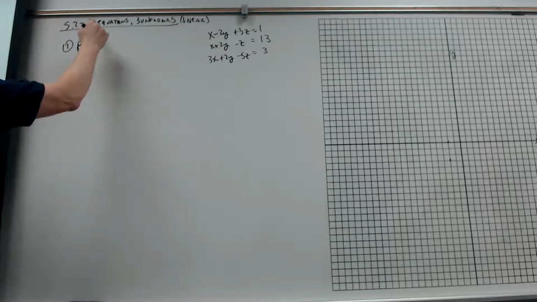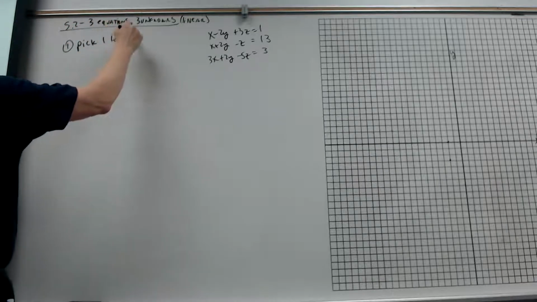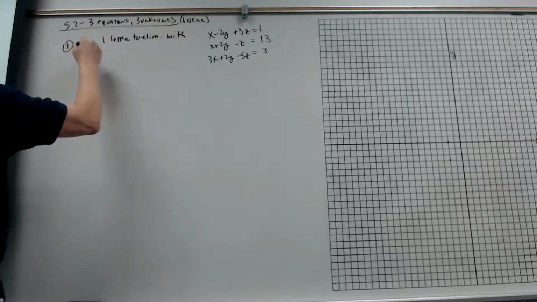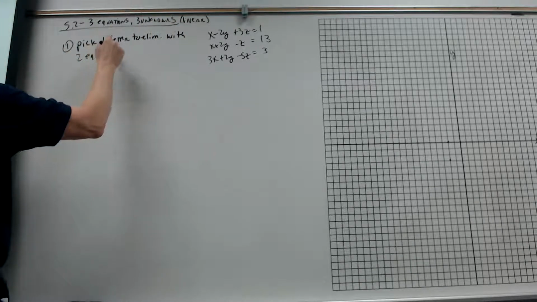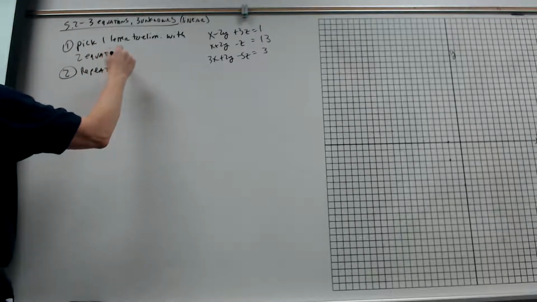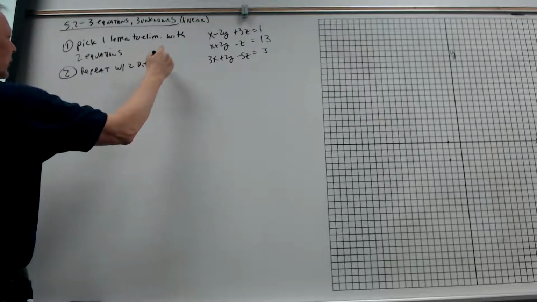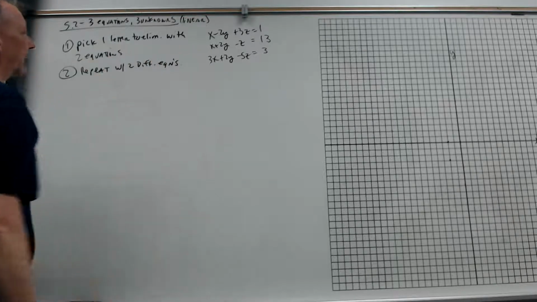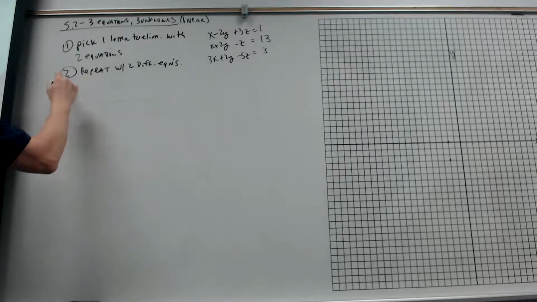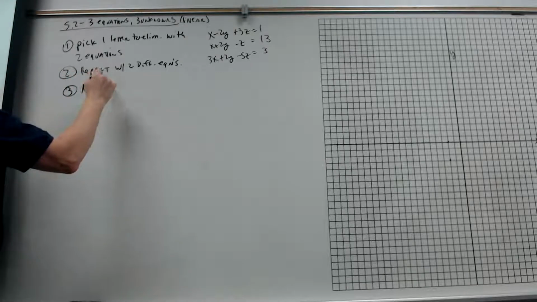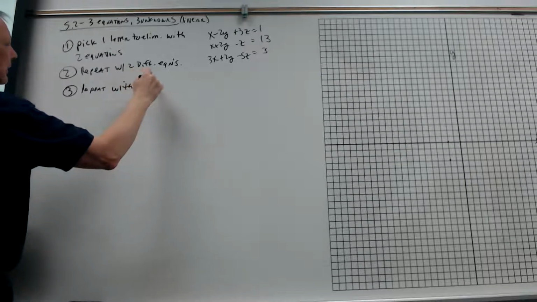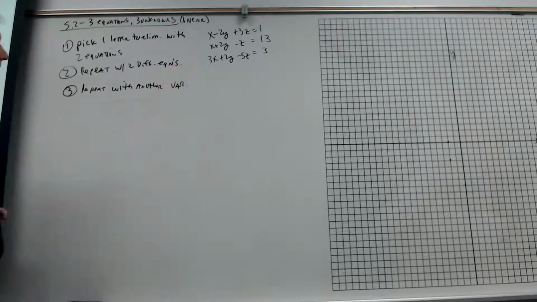Okay? So the idea here is: step 1, pick one letter to eliminate with two equations. Step 2 is repeat with two different equations. Okay? And then step 3, repeat with another variable. Okay?